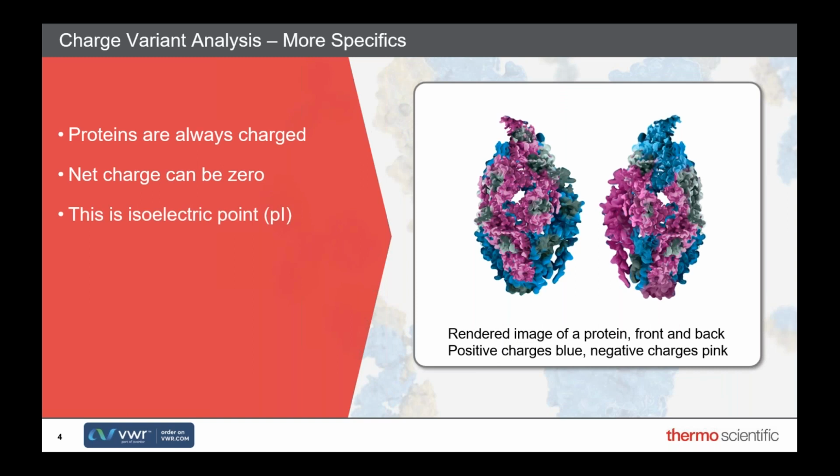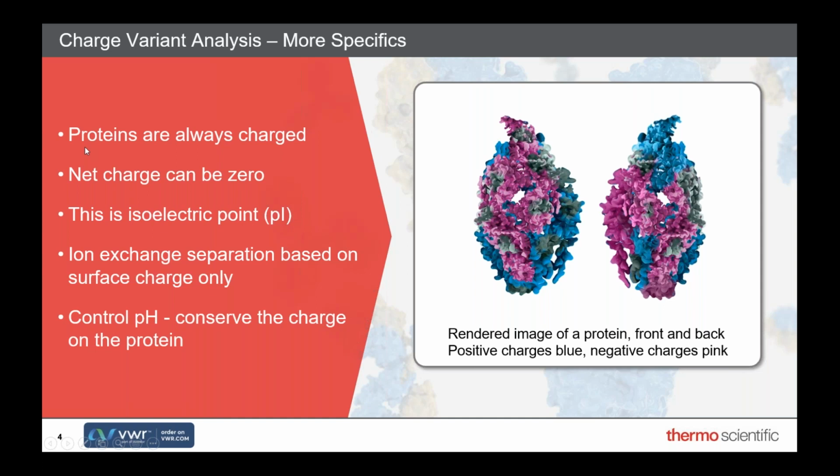A few basic facts about proteins and their charge states. We all know proteins are composed of amino acids, and amino acids are charged species, so proteins are always carrying a charge. And that charge distribution is not uniform. A protein can have both positively and negatively charged patches on its surface, and this is quite nicely illustrated in the image on the right of your screen. The pI, or isoelectric point, is the pH where the net charge of the protein is 0. But of course, there is still charge, as we know, but the net charge, adding all those charges together, is 0.